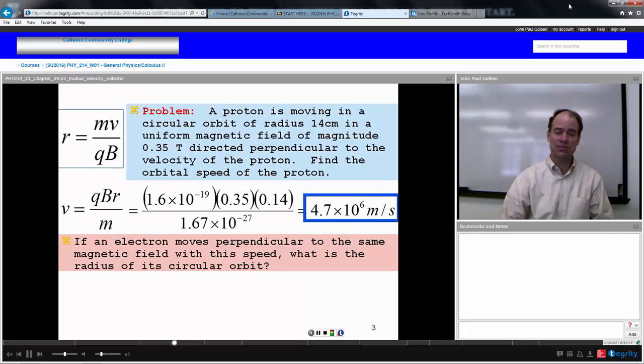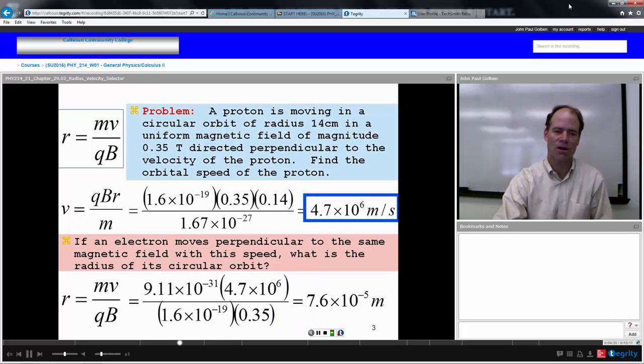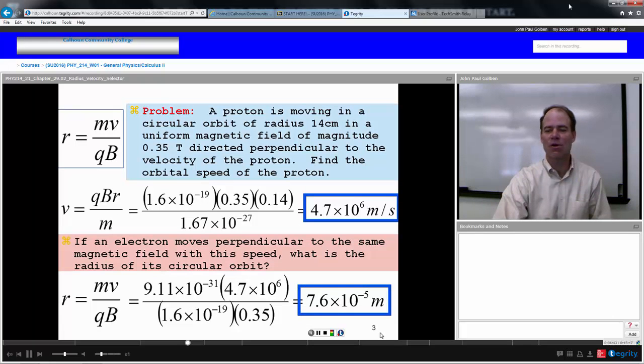If an electron moves perpendicular to the same magnetic field with this particular speed, what would be the radius of its circular orbit? Well, r equals mv over qB. Moving with the same speed as this proton, but with the mass of an electron, 9.11 times 10 to the minus 31 kilograms, has the same magnitude charge, by the way. It would only move in a circle of radius 7.6 times 10 to the minus 5 meters.